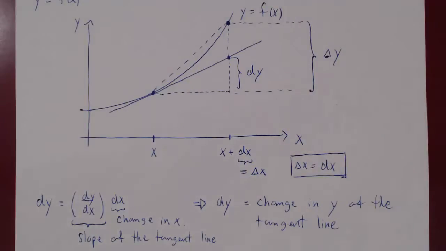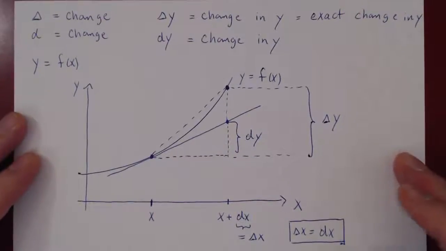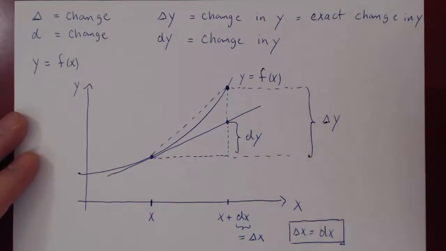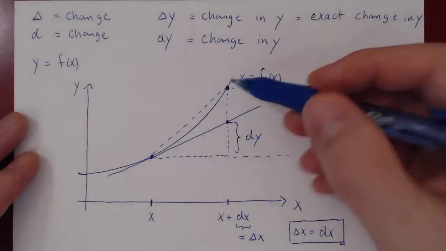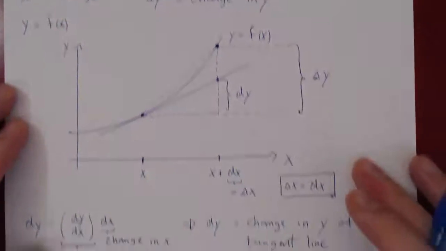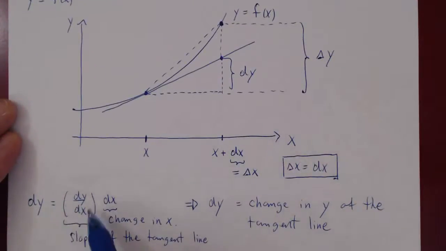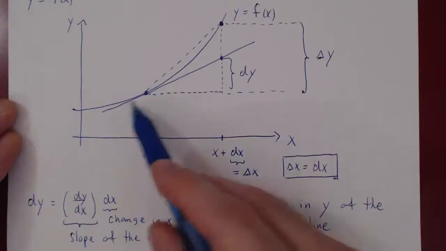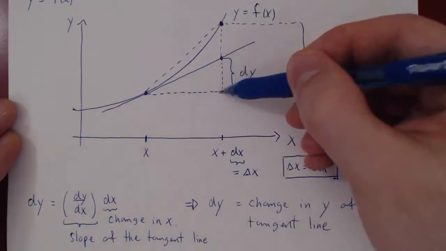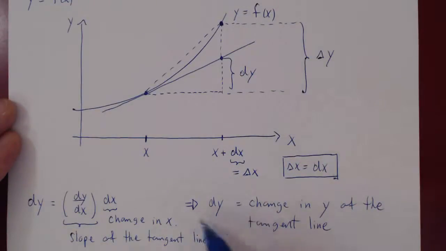And that is the difference between delta y and dy. Delta y is the exact change in the function, so the final y value minus the initial y value. But dy, being the slope of the tangent line times the change in x, gives you the change in y, but the change in y of the tangent line. And that's what dy is.